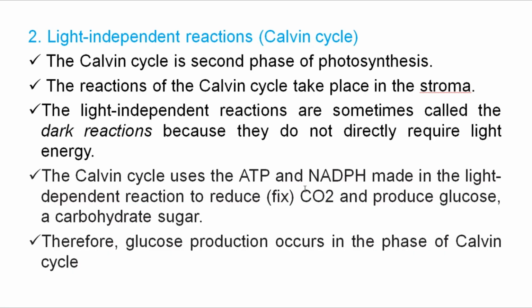Interesting. Yes, so this ATP and NADPH are made in the light-dependent reaction, and they are important to reduce or to fix carbon dioxide for the production of what? Glucose. Therefore, glucose production occurs in the phase of what? Calvin cycle. In the phase of what? Light-independent reaction. In the phase of what? Dark reaction. Good.